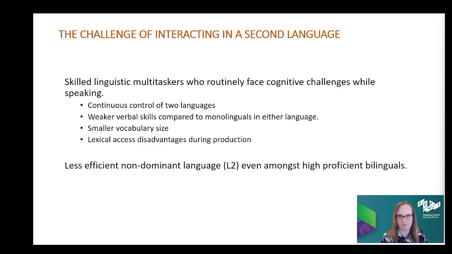Without a doubt, bilinguals are skilled linguistic multitaskers, and in some cognitive tasks, they outperform monolinguals. But speaking more than one language creates some difficulties for bilingual speakers, especially in their non-dominant or L2 language, including a more restricted vocabulary and lexical access disadvantages during language production. Because they have to control two languages at all times continuously, this continuous demand may induce weaker verbal skills for bilinguals in each of their two languages as compared to monolinguals in either of those languages.